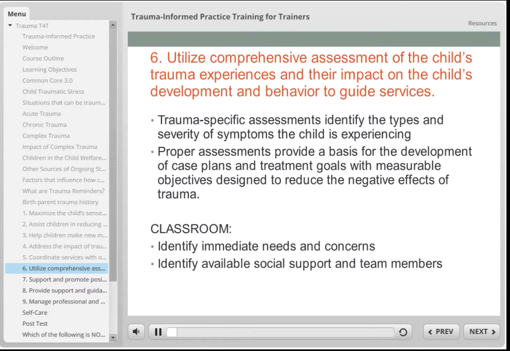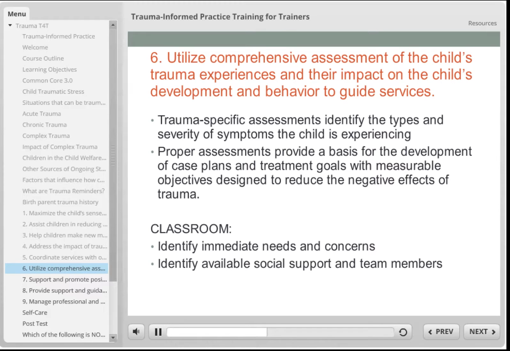Number 6. Utilize comprehensive assessment of the child's trauma experiences and their impact on the child's development and behavior to guide services. Millions of children experience some sort of trauma every year. Short-term effects may include behavioral difficulties or emotional and health problems. Long-term effects might include depression, anxiety disorders, post-traumatic stress disorder, delinquency, substance abuse, and relationship problems.